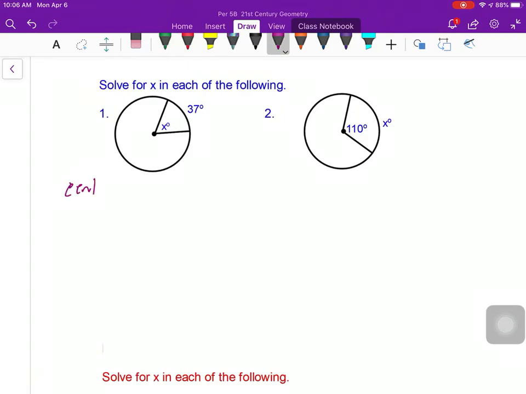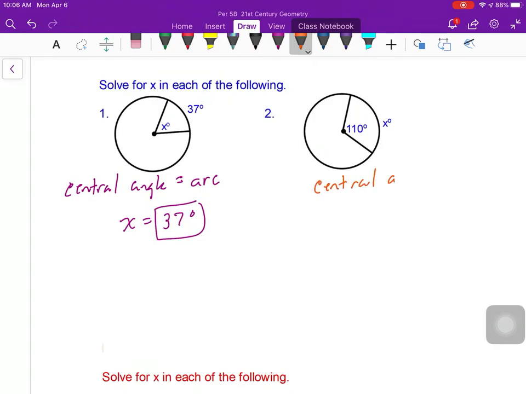And first we're going to figure out what kind of angle it is. So here's our first example. This one's a central angle. Central angles are equal to the arc. Hey, these are the easiest ones. So x would be 37 degrees. Not bad at all.